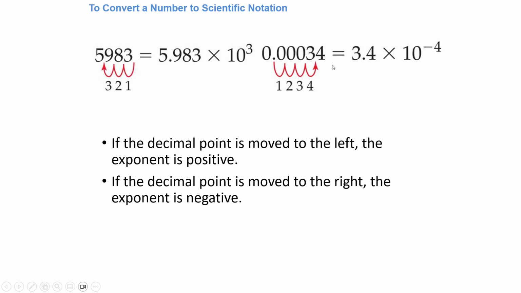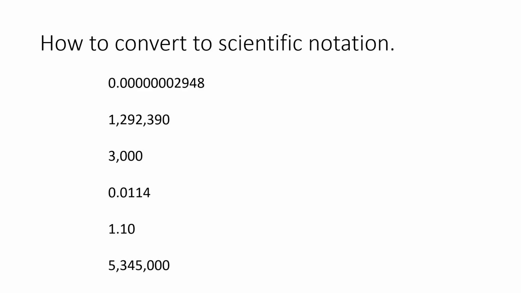These 2 points down here are extremely important. If the decimal is moved to the left, the exponent is positive. If the decimal is moved to the right, the exponent is negative. How to convert to scientific notation. These are some practice problems.